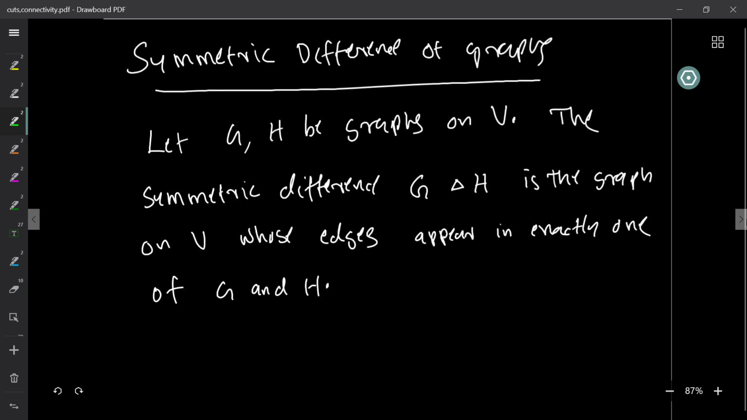Okay. So given two graphs G and H, the symmetric difference is the graph on the same vertex set whose edges appear in exactly one of G or H.